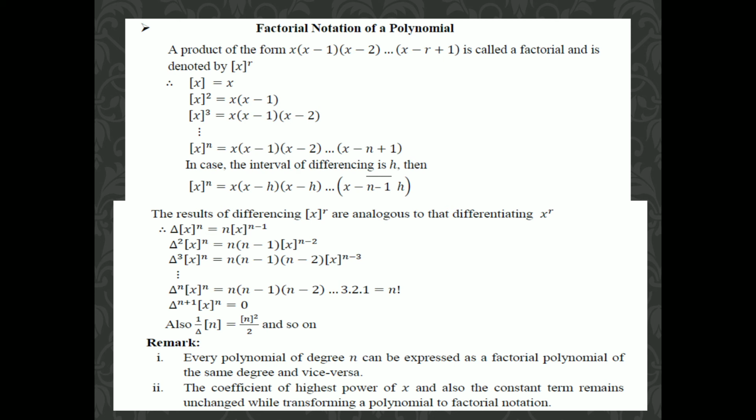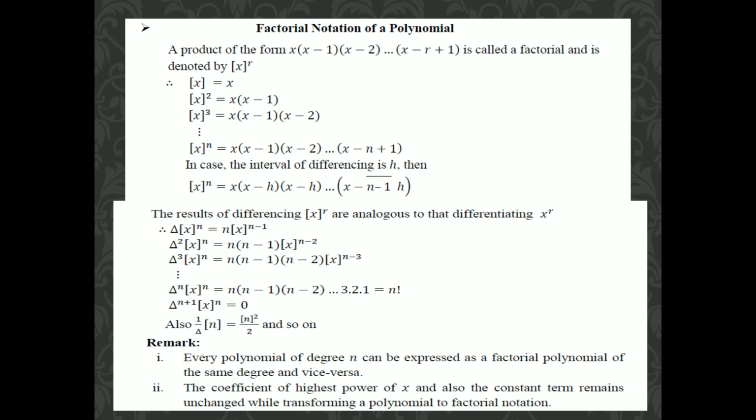Similarly, in general, delta n of x raised to n is equal to n into n minus 1, n minus 2, n minus 3, and so on up to 3 into 2 into 1, which is equal to n factorial. And the next difference of the nth factorial power becomes 0. Also, 1 upon delta into x raised to n is equal to x raised to n plus 1 upon n plus 1, and so on.